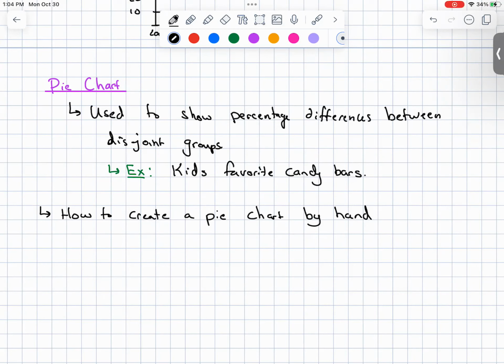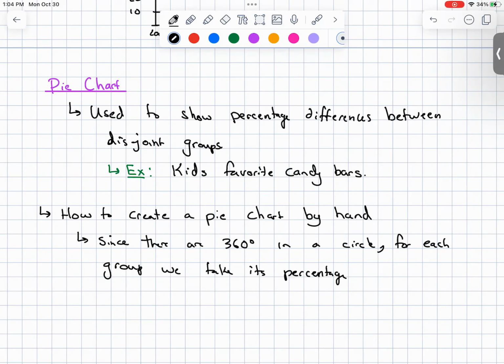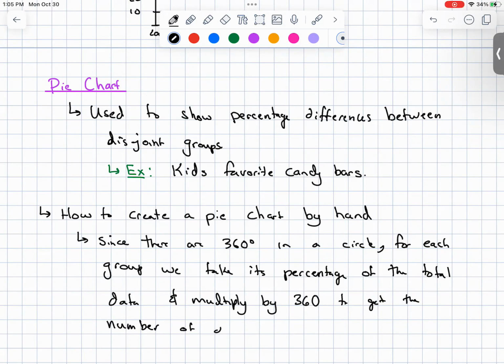But in the meantime, how do we create it by hand? Since there are 360 degrees in a circle, for each group, we take its percentage of the whole data, of the total data, and multiply by 360 to get the number of degrees for each slice.